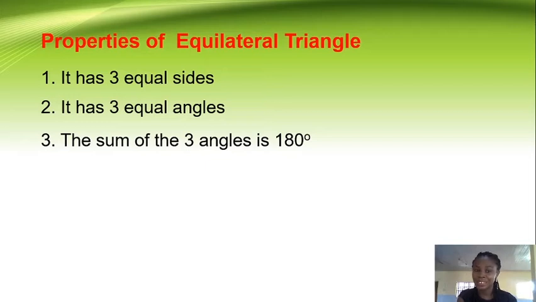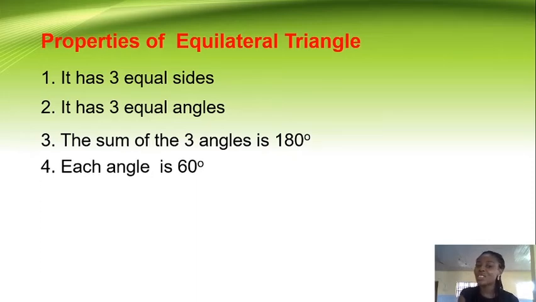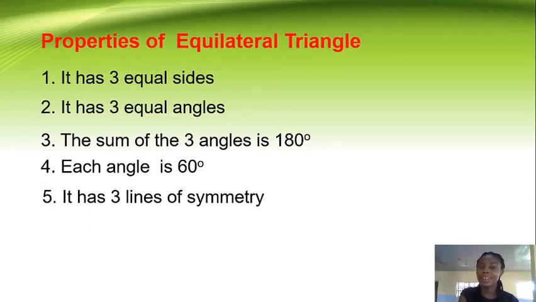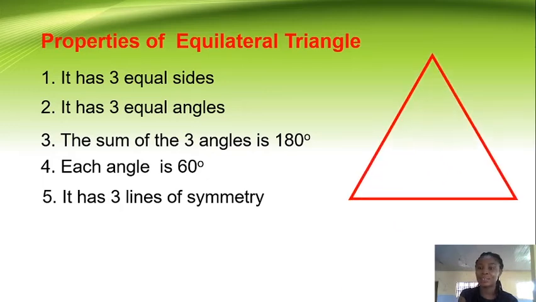Let me ask you a question. If we say the sum of the angles of a triangle is 180 degrees, and initially we said that all the angles are equal, then when you sum them up, you're going to have 180 degrees. What do you think each angle will be? 60 degrees. Each angle is 60 degrees. It has three lines of symmetry.